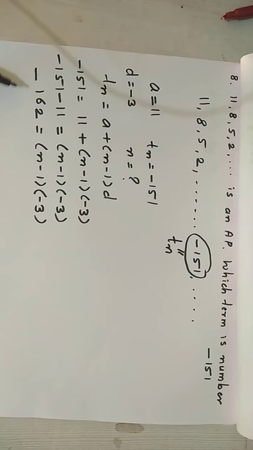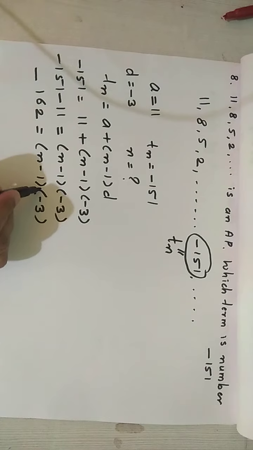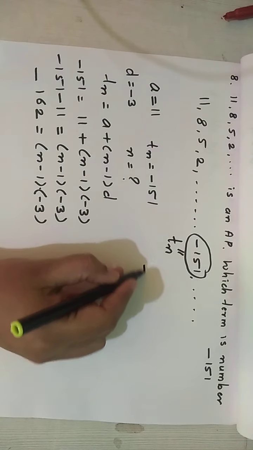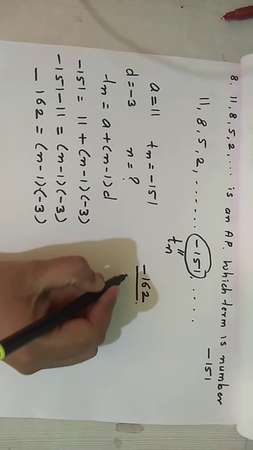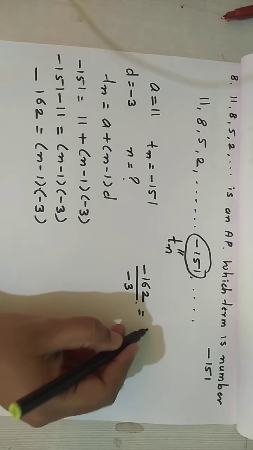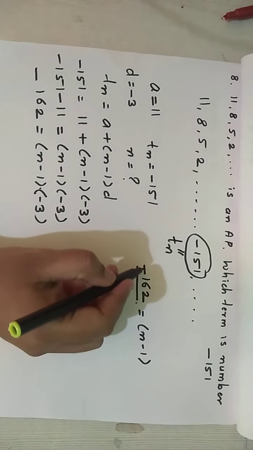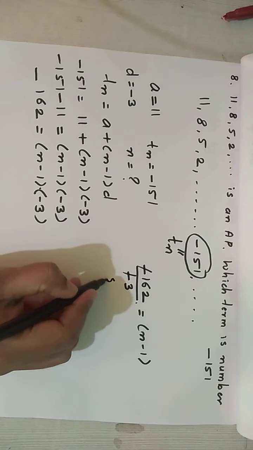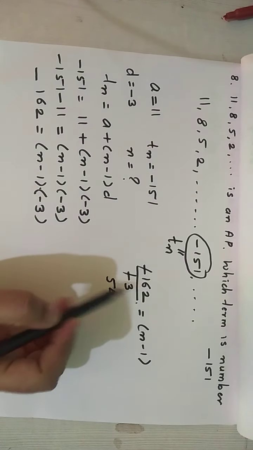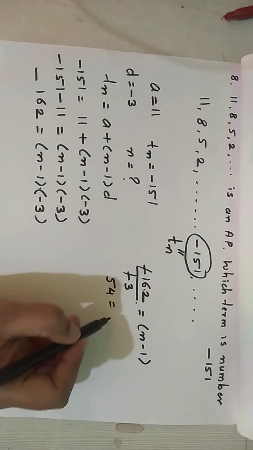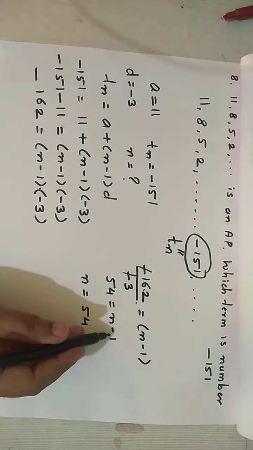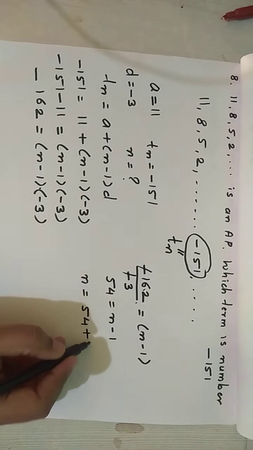Now this minus 3 also will shift on the other side, and remember children, it is multiplied. So when it goes on the other side, it will be divided. So minus 162 divided by minus 3 will be N minus 1. The minus and minus signs will get cancelled, and 162 divided by 3, the answer is 54. 3 5s are 15, 1 carry, 3 4s are 12. So N minus 1 is 54. That means N will be 54, and this minus 1, when it goes on the other side, becomes plus 1. So the answer of N will be 55.